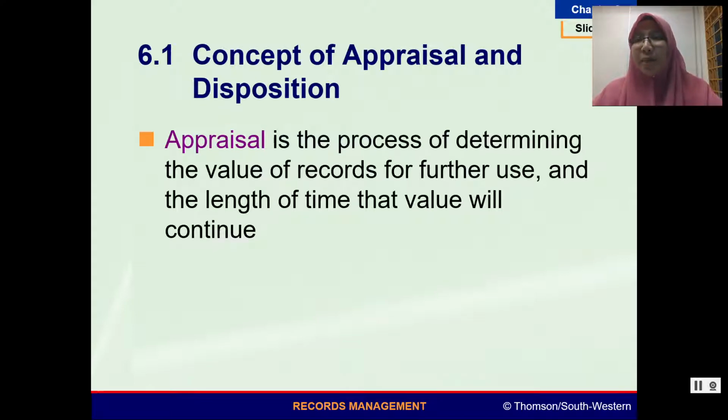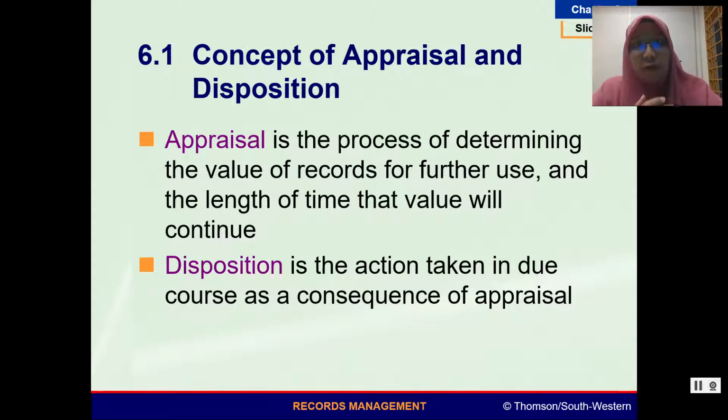So the first one, the concept of appraisal and disposition. You need to know the definition of appraisal and the definition of disposition. Appraisal is the process of determining the value of records for further use and the length of time the value will continue. In other words, you need to know what type of value the documents have, whether administrative value or fiscal value, and then how long you are going to keep them, according to the value of the record. Disposition is the action taken in due course as a consequence of appraisal. For example, a document may need to be destroyed after being used, maybe after 3 years, 5 years, or 6 years. Then we do the next step, which is the disposition.